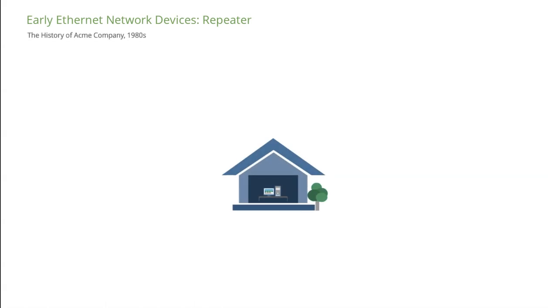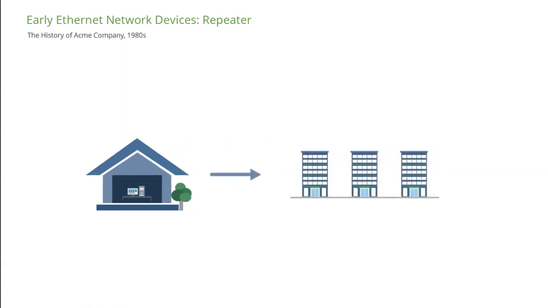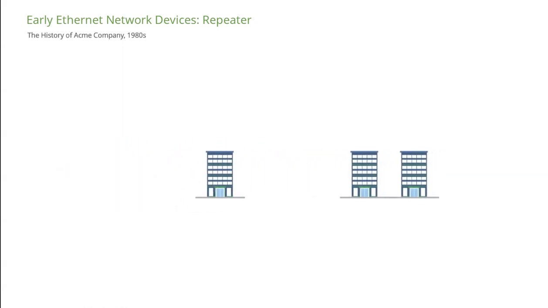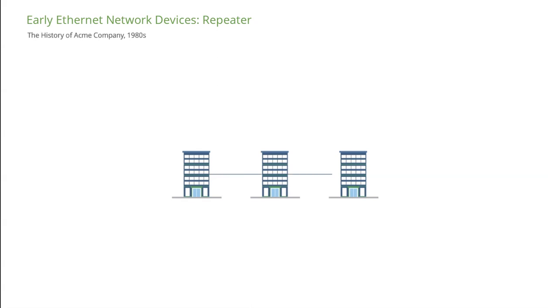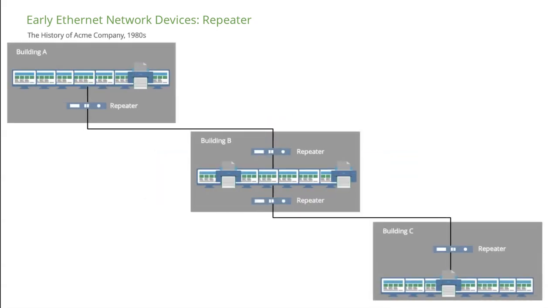Let's return to the history of the Acme Company. The company grew at a rapid pace and, needing more space, expanded into nearby buildings. Ethernet has strict rules about the length of a physical cable segment as well as the number of devices on the cable. So, to accommodate this growth and add more computers and printers to the network, Acme Company used a network device called a repeater to extend the length of its Ethernet physical cable segment.